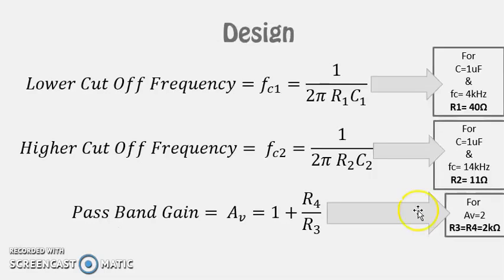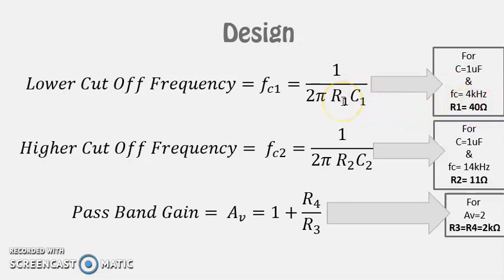In order to meet the first criterion, that is FC1, the lower cutoff, equal to 4 kilohertz, we will assume the value of the capacitor to be 1 microfarad and work out the value of R1, and that is approximately equal to 40 ohm.